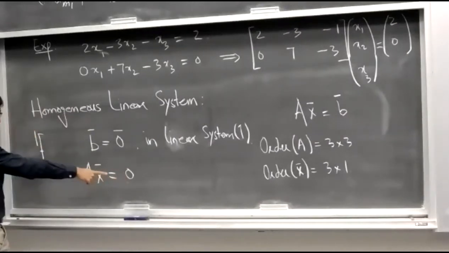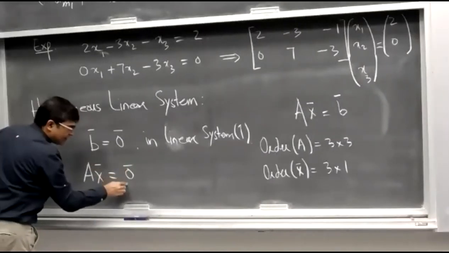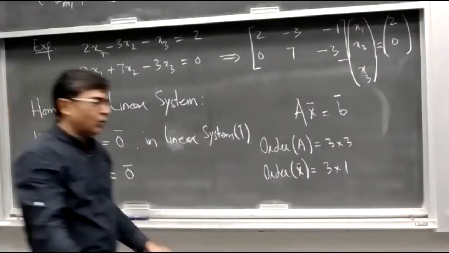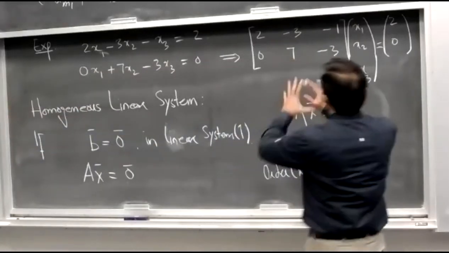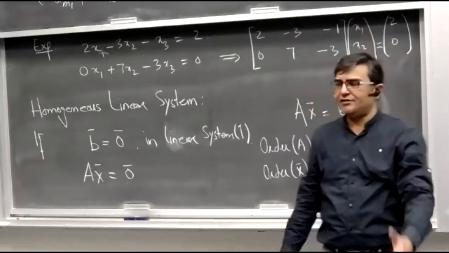not only zero. You have to put a zero vector here. Otherwise, it would be wrong. I hope you get it. What is the zero vector? A zero vector has all the zero entries.